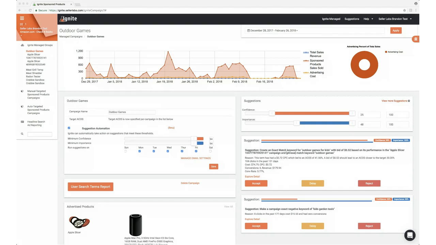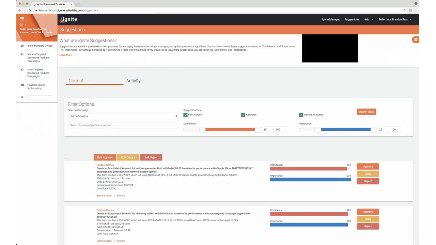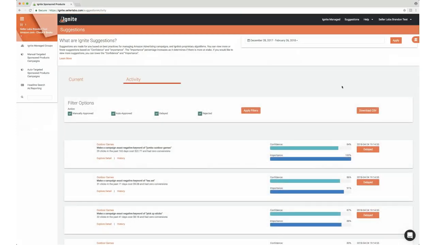Let's see here. I think someone asked, is there a way to undo a previous suggestion? There is not. That is something that we've talked about as well. But by having the activity log, you can go back and see it. For instance, if I had accepted the one that says make a campaign exact negative keyword of Jumbo Outdoor Games, I could say explore detail, so I could find out exactly what campaign that was, and I could go undo that if I want to.